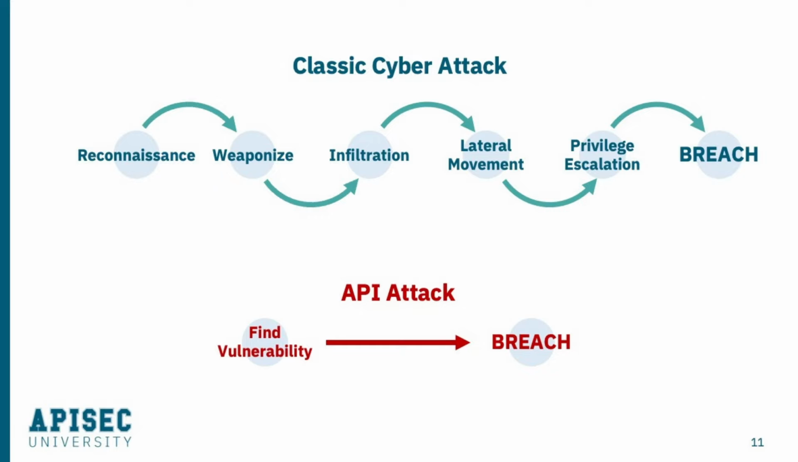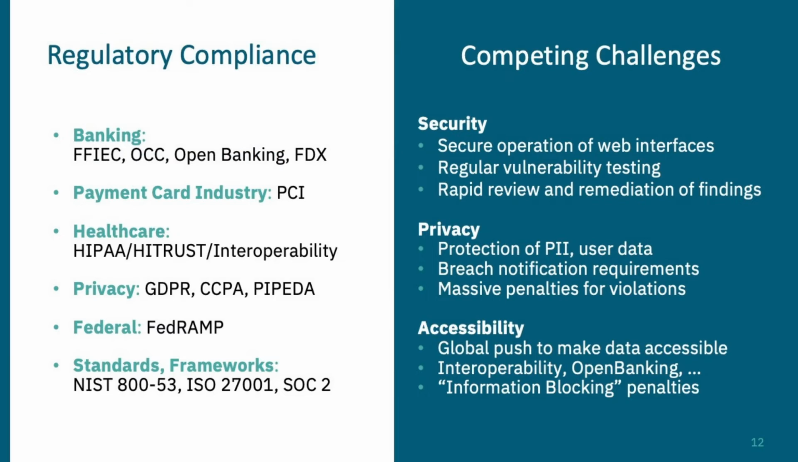And you'll see many such examples of this in the coming slides. Let's just talk about some of the regulatory implications of APIs as well. I won't go through all the details here. In banking, of course, you've got FFIEC and open banking. You've got PCI. Healthcare's got privacy and interoperability, and so on and so forth. All the frameworks are now quite explicit about API requirements.